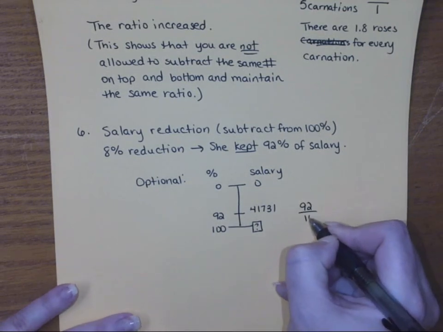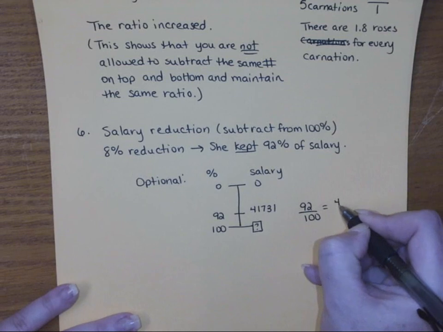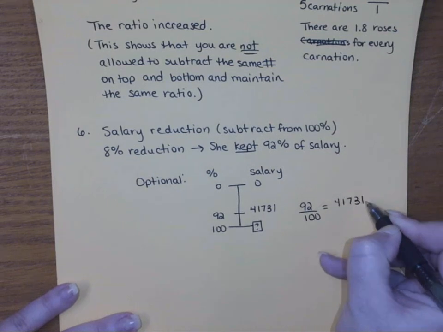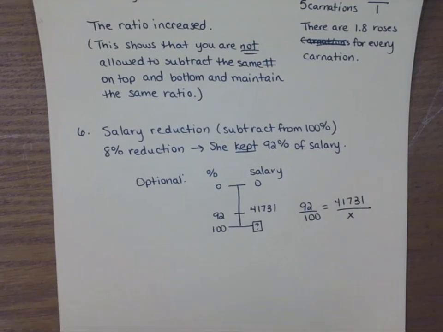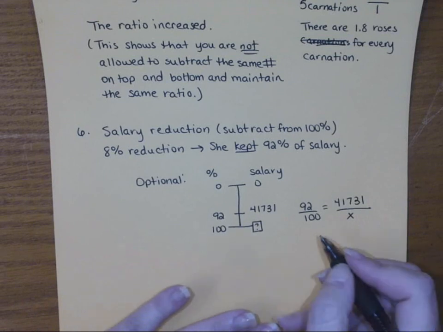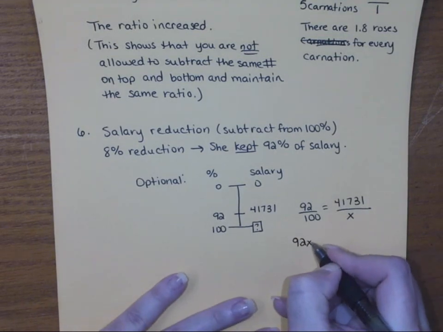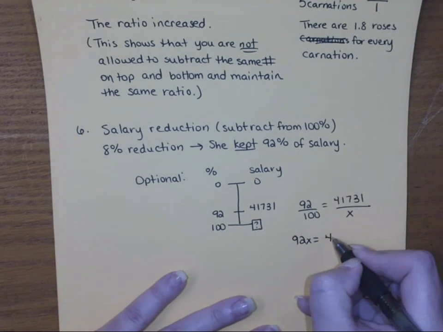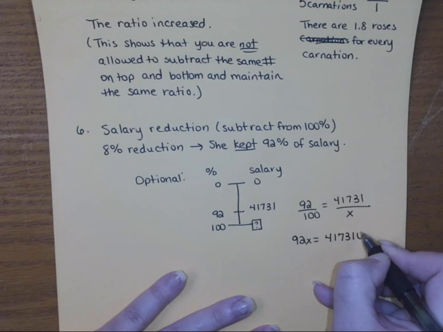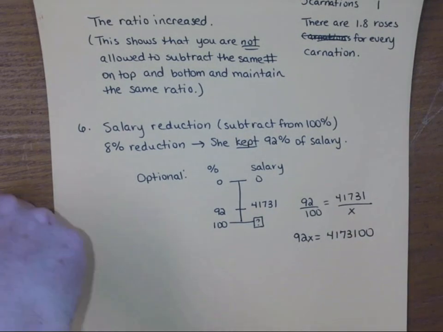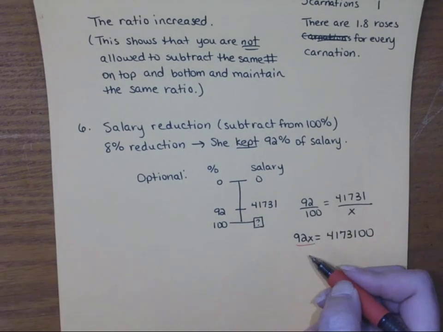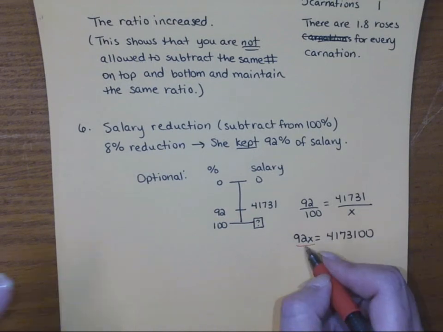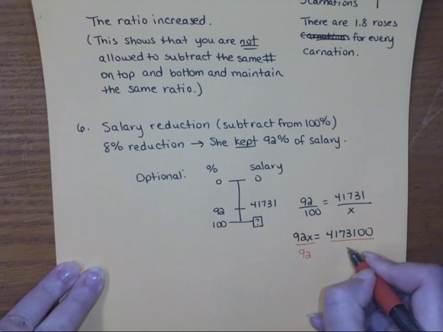So if we have 92 over 100 equals 41,731 over x, and then if we cross multiply, we're going to get 92x. When you multiply something times 100, you can just tack on 2 zeros. And then we'll divide both sides by 92.